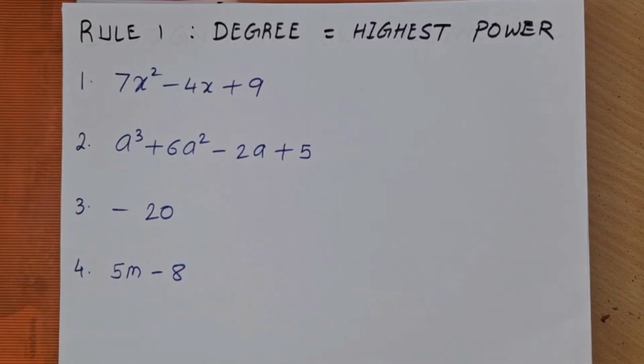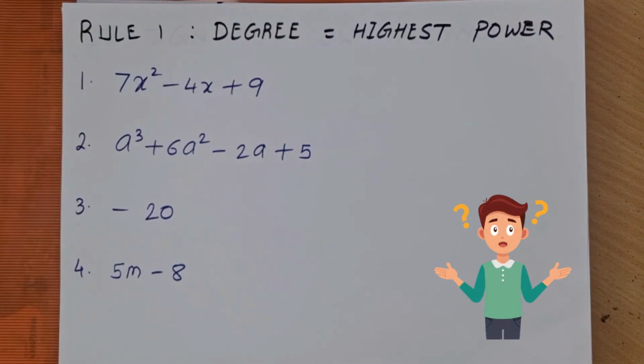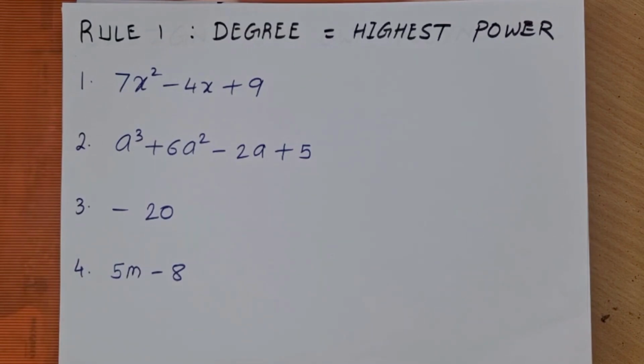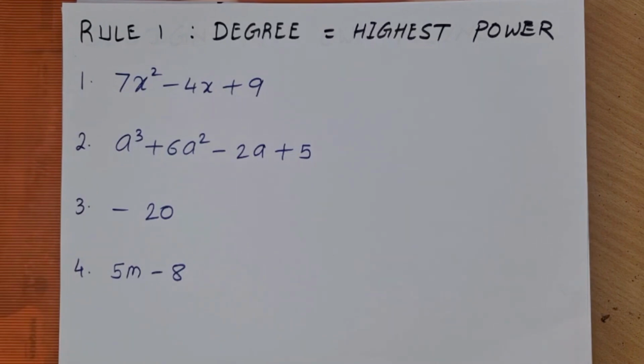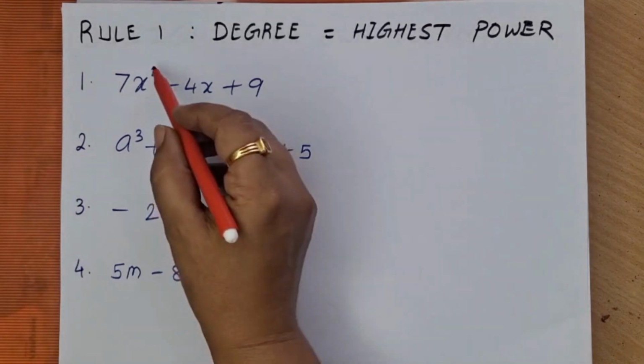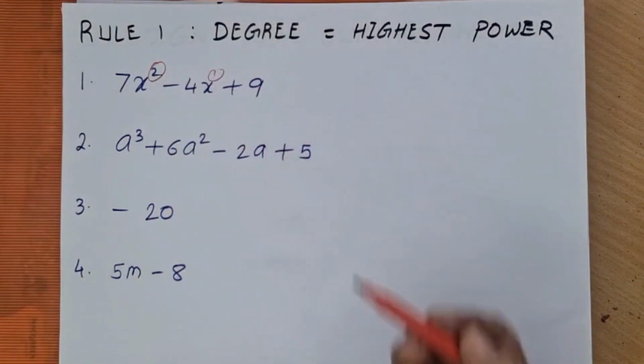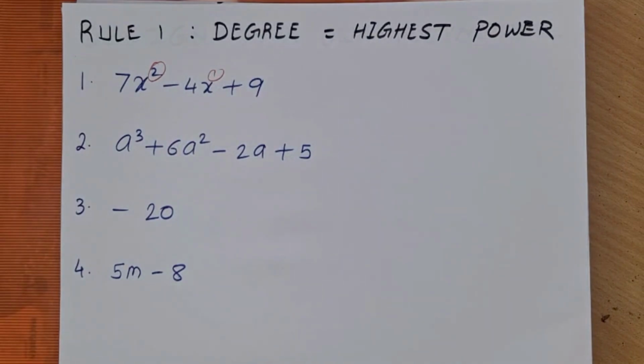Rule number 1. Degree simply means the absolute highest power of the variable in the entire expression. Nothing else matters. Let's look at 4 quick examples before hitting the textbook. Example 1. Look at the variable x. The powers are 2 and 1. What is the absolute highest number? It's 2. So, the degree is 2.